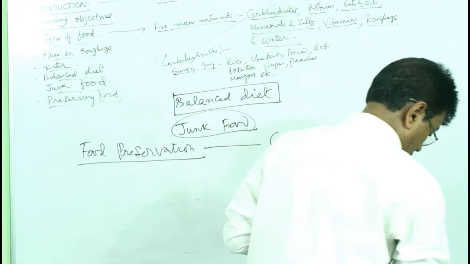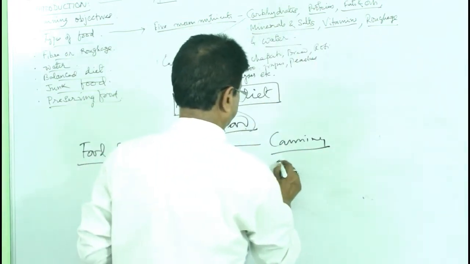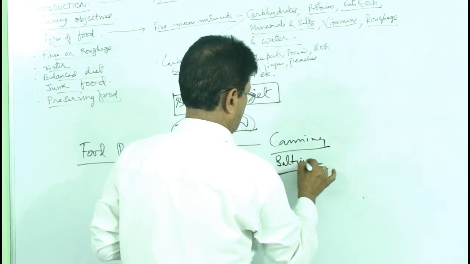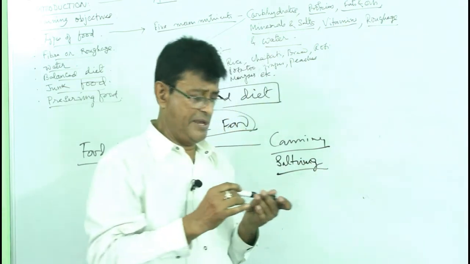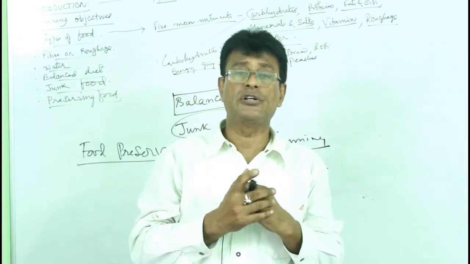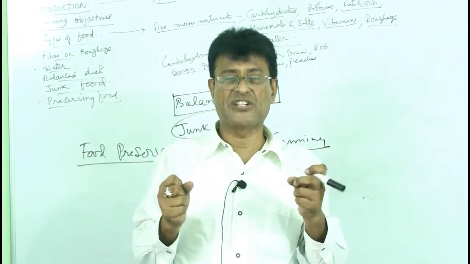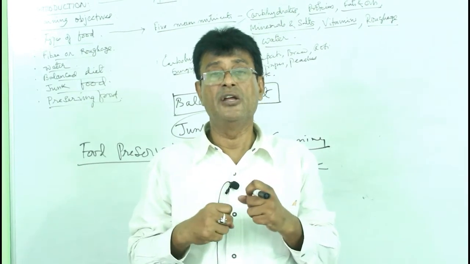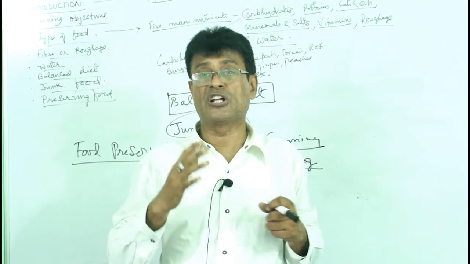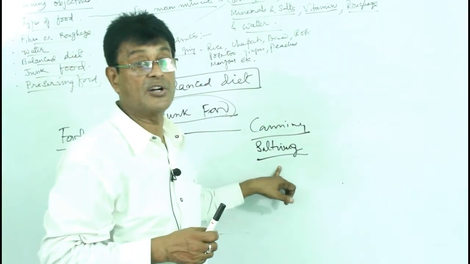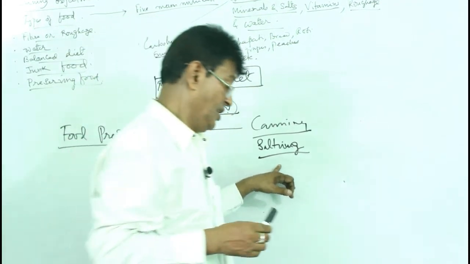After canning, we have salting. At our home also, our mummies and all people who are cooking the food, they salt the food, especially the fish, meat and all those, before preserving, because salting prevents the microbes from growing. Salt kills the microbes if it is properly kept. So salting is one part of the preservation of the food.